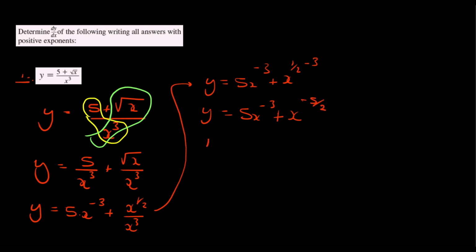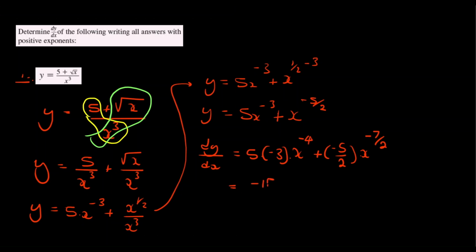Then we can find dy over dx, which will be 5 times drop the exponent of negative 3 times keep the base, subtract 1 from the exponent. And we do the same thing, drop the exponent, negative 5 over 2, keep the base, and subtract 1 from the exponent, which will be negative 5 over 2 minus 1, which will be negative 7 over 2. So we just need to tidy this up, and then we have negative 15.